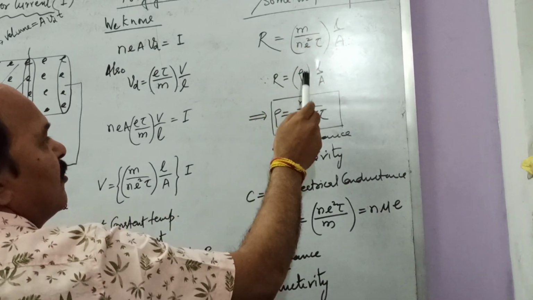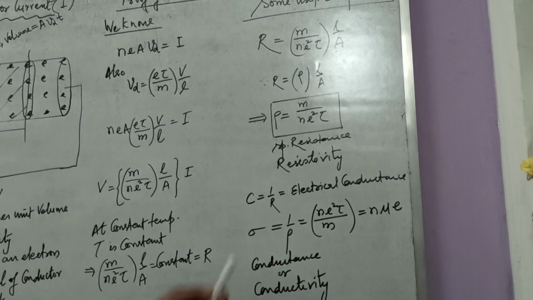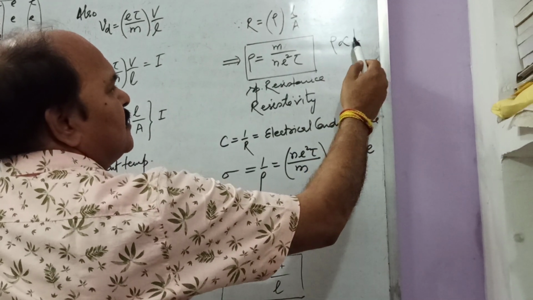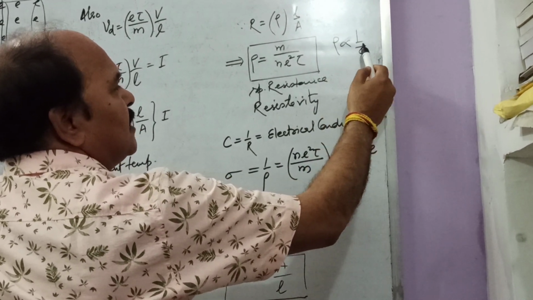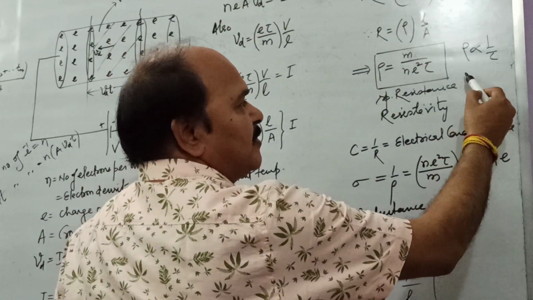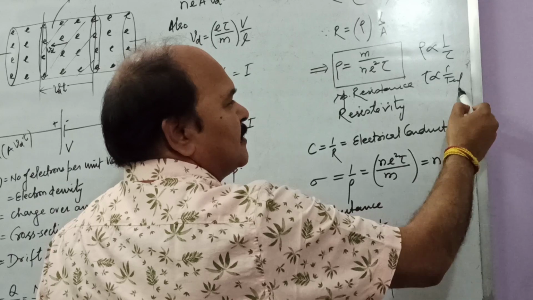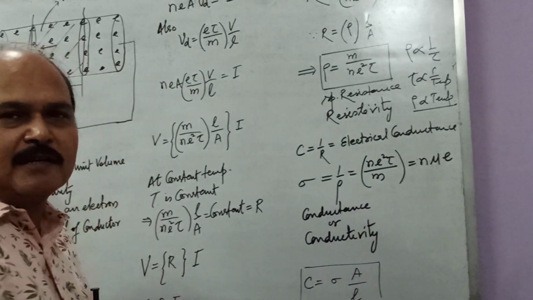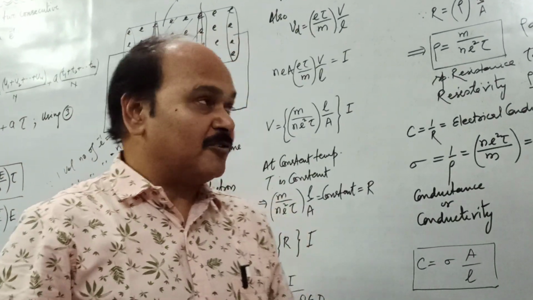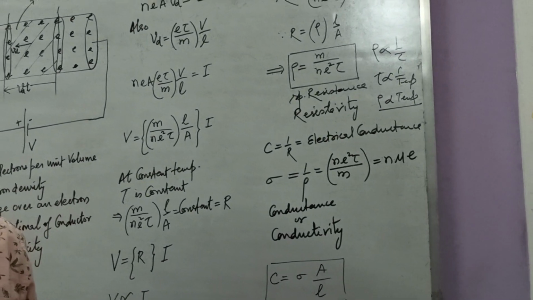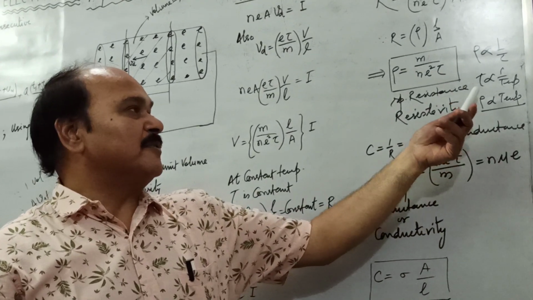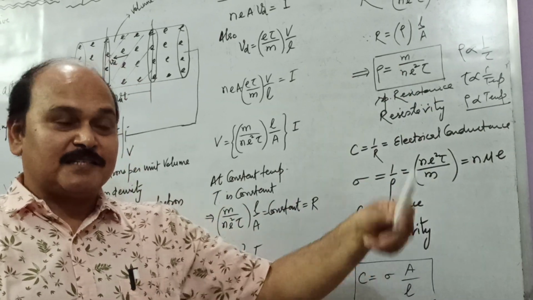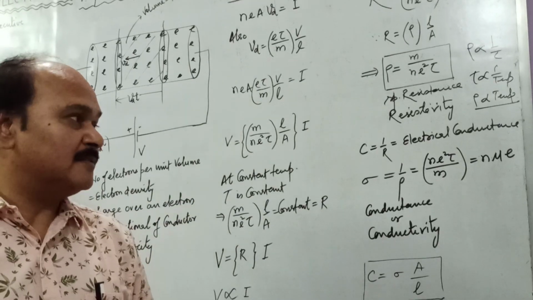So what is this quantity rho? Rho means specific resistance or resistivity. This is the formula for specific resistance or resistivity. You can see that specific resistance depends inversely upon relaxation time, and relaxation time depends inversely upon temperature. That means rho is directly proportional to temperature. The resistance of a conductor increases with rise of temperature because resistivity is directly proportional to temperature. As temperature rises, resistivity rises, and subsequently resistance rises for a conductor.